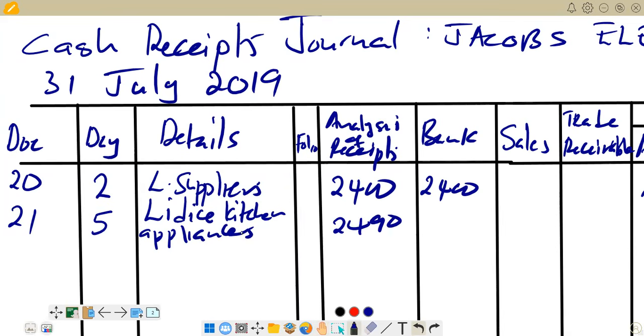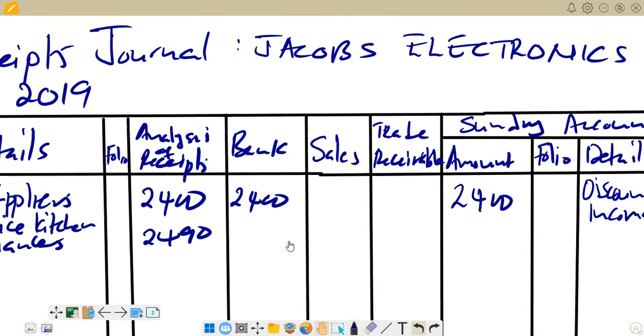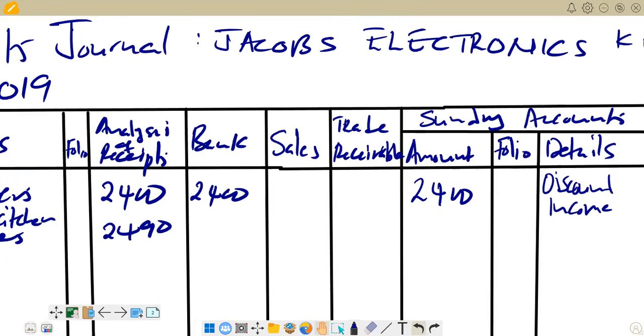Then we check if this amount is going to fit under sales, trade receivables. We see that it's not fitting there, so it goes to the sundry section. So we put 2,490 in the sundry section. Then on the description, remember it's commission income.